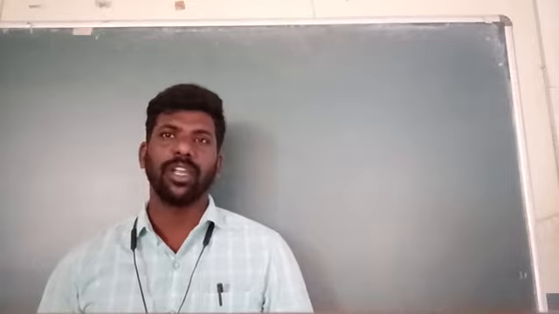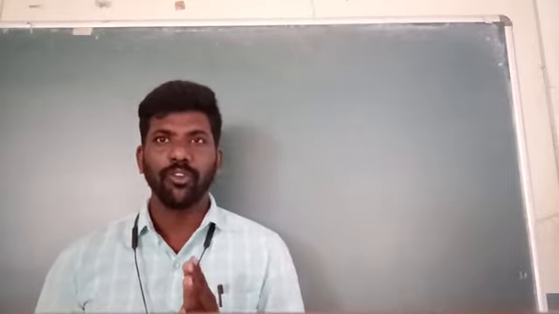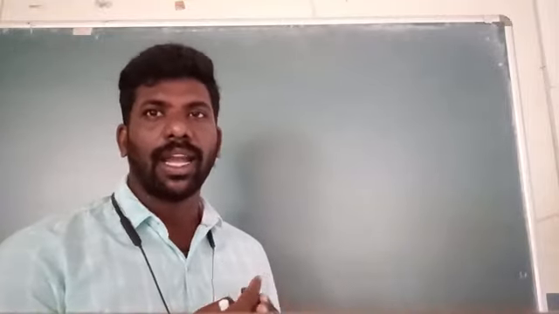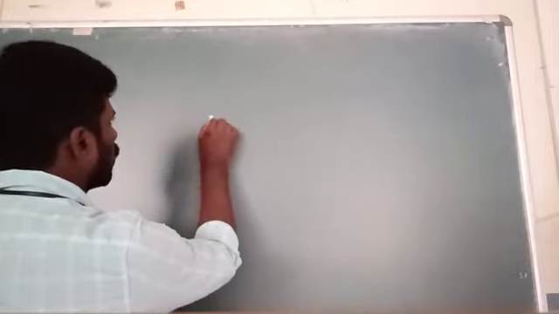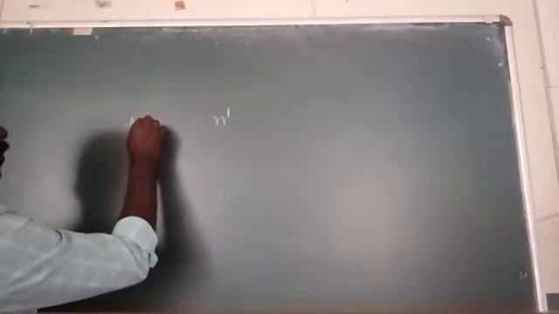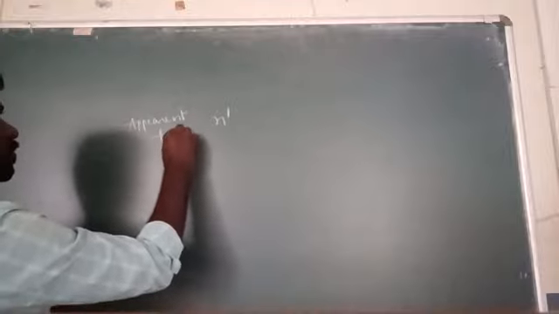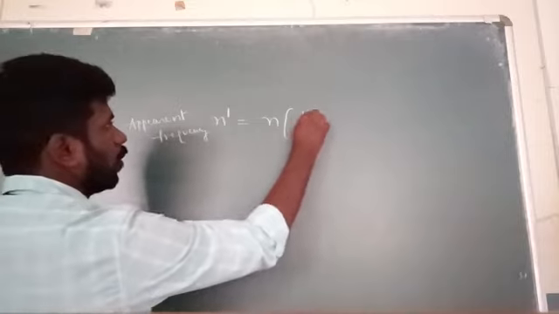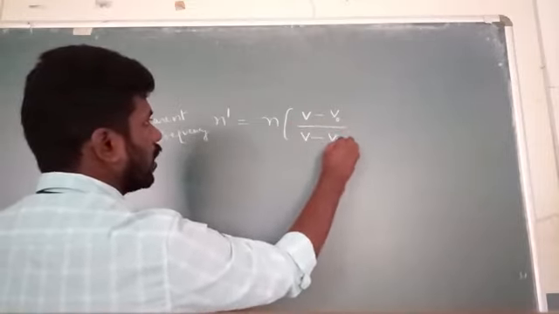Already we discussed the Doppler effect, how the Doppler effect occurs when the source or observer is moving. Once we discuss the formula, we continue the remaining cases in the Doppler effect. We know the Doppler effect apparent frequency. What is this? Apparent frequency is equal to original frequency into (V minus V observer) by (V minus V source).